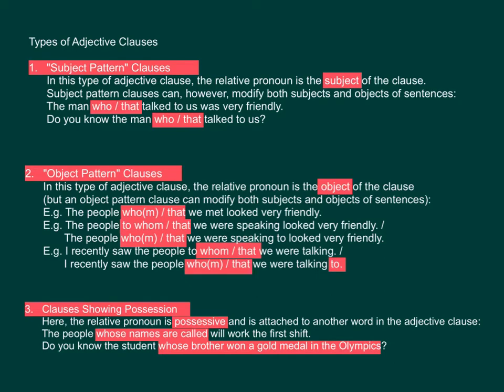1. Subject pattern clauses. In this type of adjective clause, the relative pronoun is the subject of the clause. Subject pattern clauses can, however, modify both subjects and objects of sentences. For example, the man who or that talked to us was very friendly. Another example, do you know the man who or that talked to us?